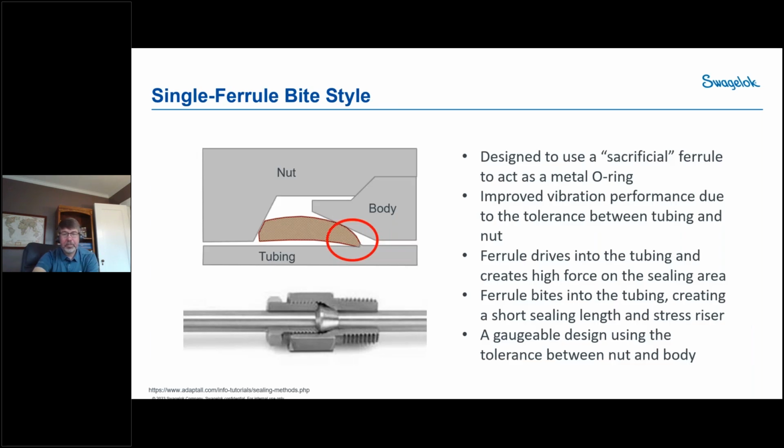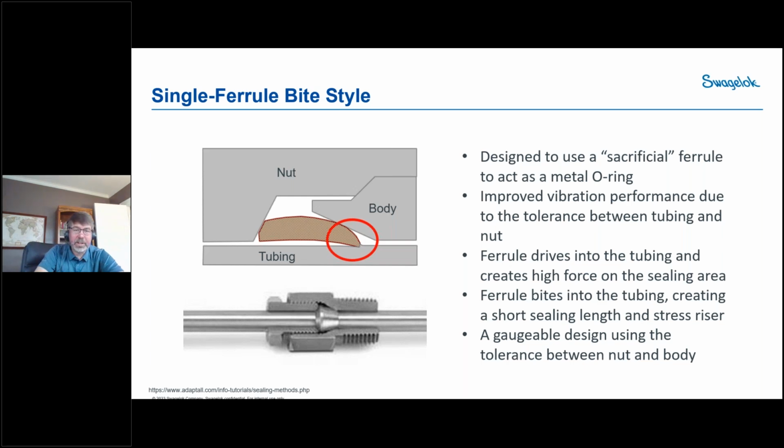So to combat that, companies started designing what we call a ferrule style design. And this ferrule style design is intended to give more support to the tubing throughout the sealing area and improve that vibration performance. So this ferrule essentially is acting as an O-ring. It's a sacrificial ferrule that is smashed into the body, very similar to the flare style body, and it bites into the tubing, creating some burnishing and a very high sealing force. And again, it supports the tubing much better than the previous designs, so that it will perform better in vibration.